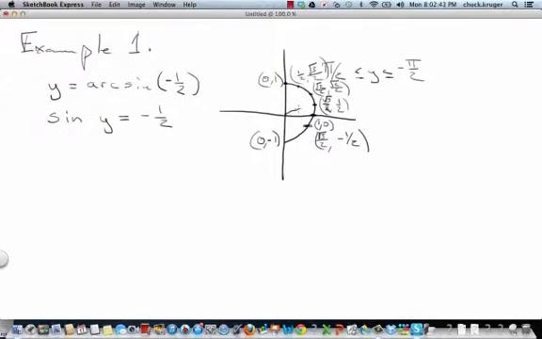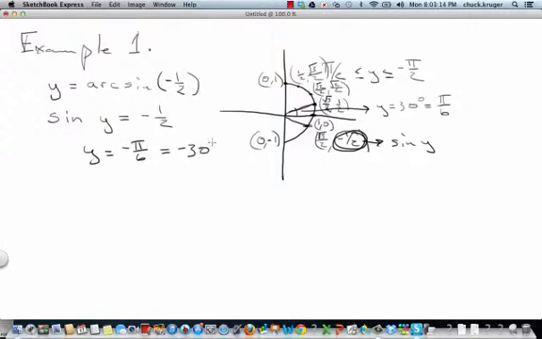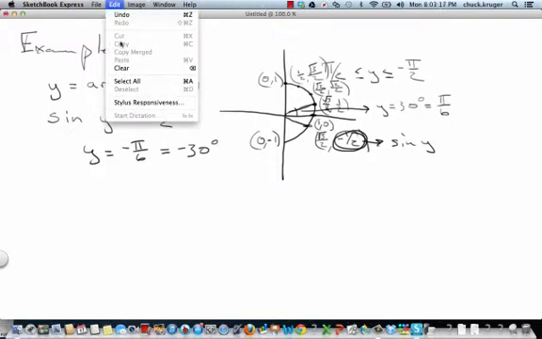So what's my angle measurement right there? My angle is 30 degrees, or what is considered pi over 6 radians. So my negative 1/2, which is the sine of y, means y is negative pi over 6, or what is commonly known as negative 30 degrees. All right, let's take a look at the next example.